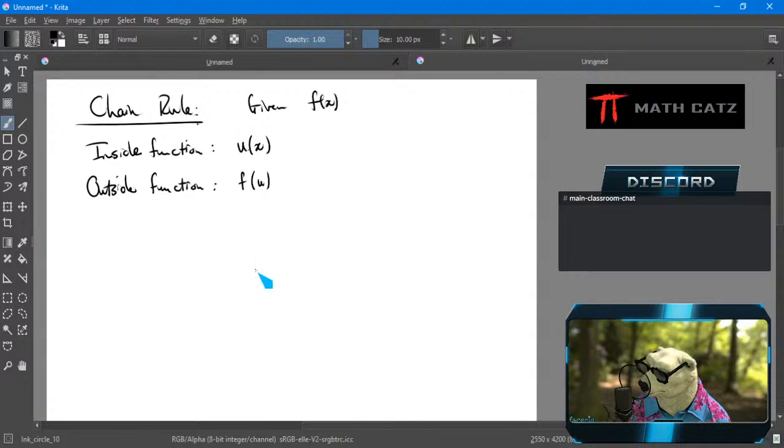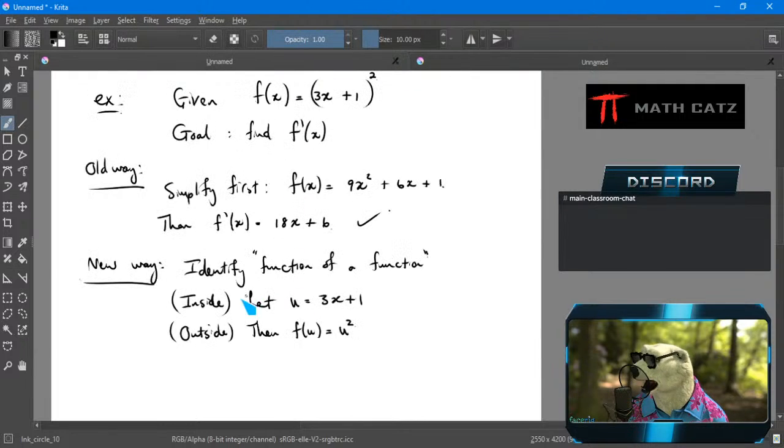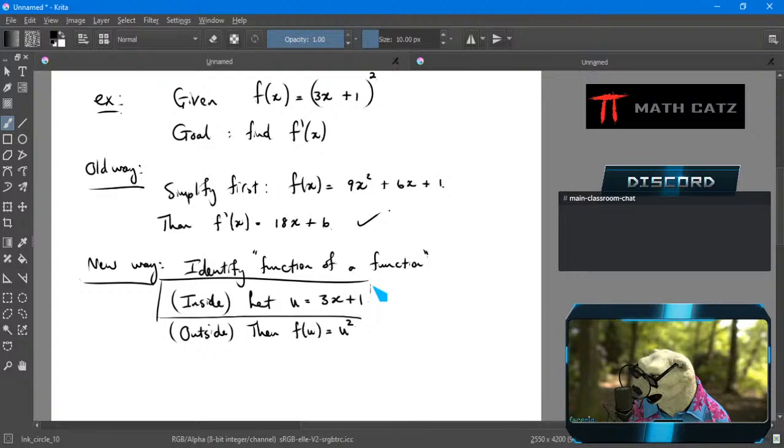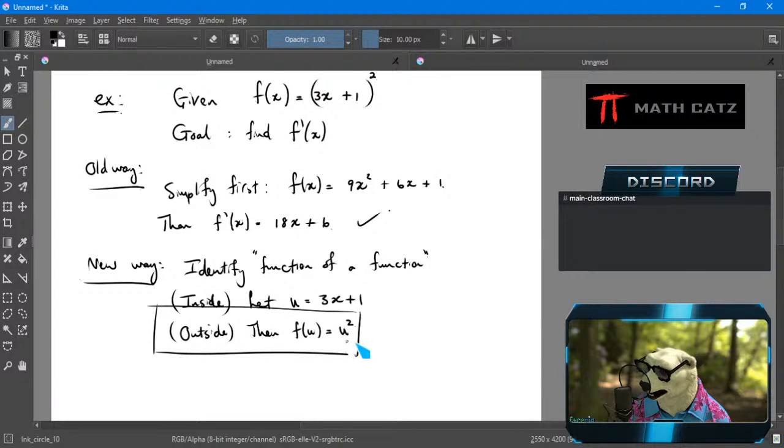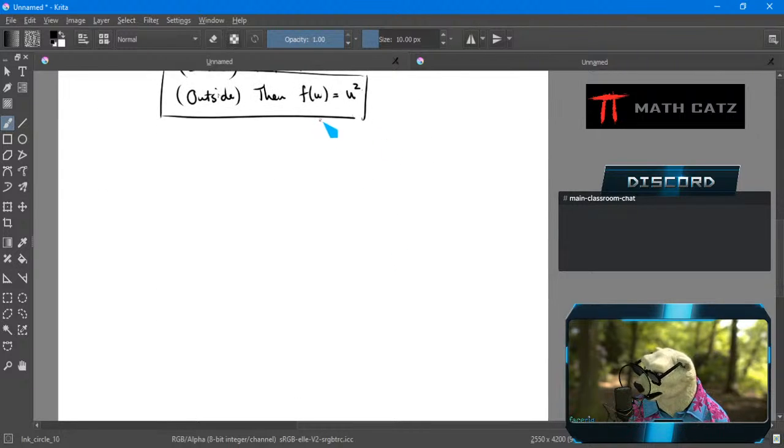So the key here is to look at these with blinders on. When I look at the inside function, there is nothing else. I see that as a function in x, which it is. When later on I look at the outside function, I see nothing else. This is a function, as if there is nothing else on the page. This function happens to have a variable called u. Doesn't matter what the variable is called. It's just a function. Okay, that is going to help me a lot.